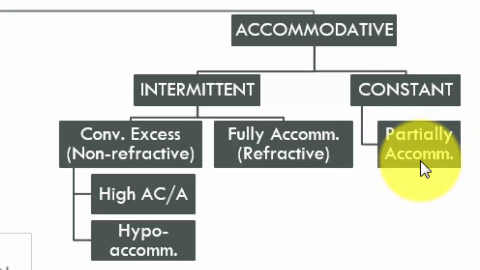Next, we have the accommodative constant deviation, which is known as the partially accommodative patient, or a patient who has a partially accommodative esotropia. This is very similar to the fully accommodative in that it's refractive in nature. It is related to a patient having hypermetropia. The difference, however, between the partially accommodative and the fully accommodative is that when you prescribe the hypermetropic correction to the patient, it will only correct part of the deviation.